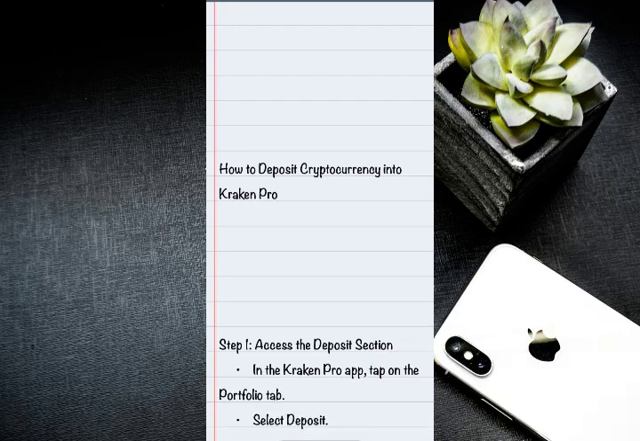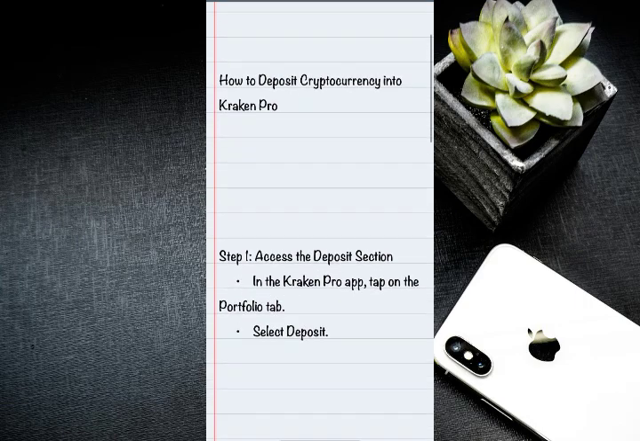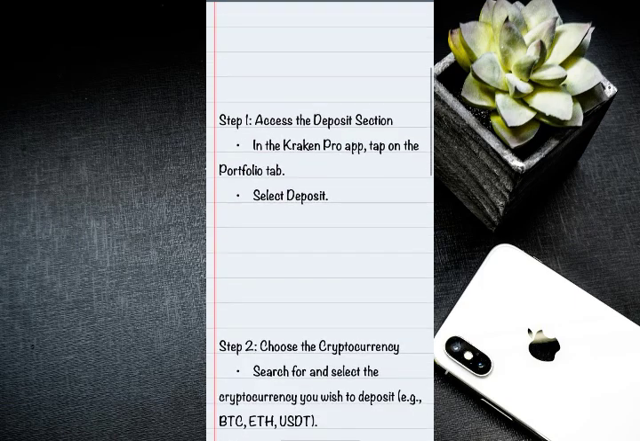In this video I'm going to walk you through an easy step-by-step guide on how to deposit crypto into Kraken Pro. So to deposit crypto, here's a quick guide on how to do that. The first thing to do is to access the deposit section. In the Kraken Pro app, tap on the portfolio tab, then select deposit.